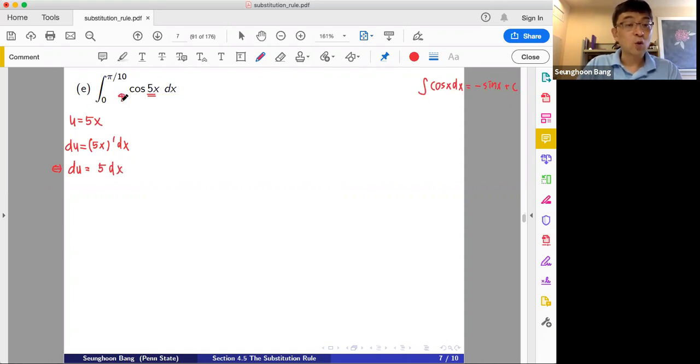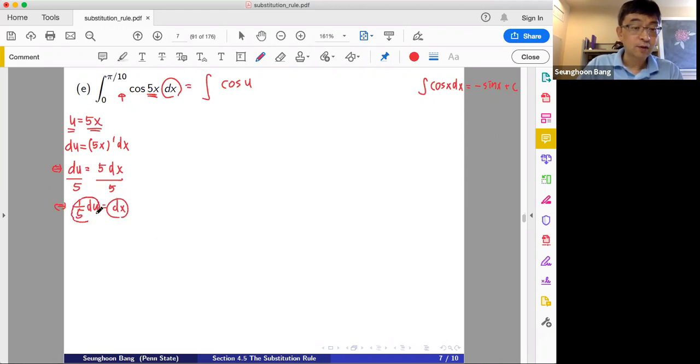What's the coefficient? The coefficient is just 1. We don't have a 5, so divide by 5. So we have 1 over 5 du equals dx. Next, substitute. As I said before, this is definitely an integral. The 5x is exactly u, so cosine of u. What's dx here? Dx is 1 over 5 du. You have 1 over 5 du.